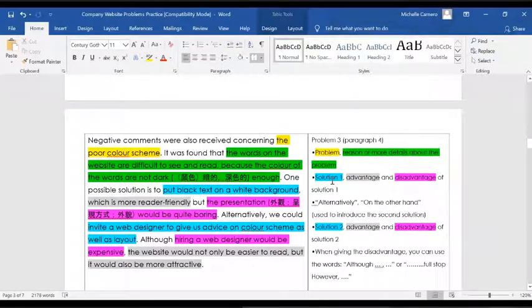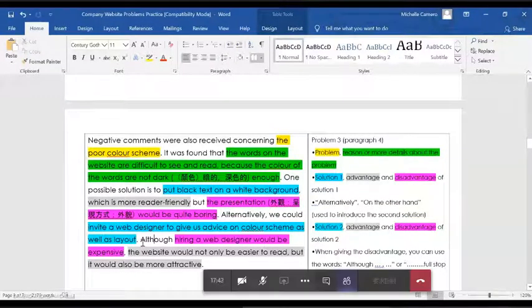Okay. Then we need to talk about the solution. So one possible solution is to put black text on a white background. Okay. Then you want to give the advantage of that, which is more reader friendly. But then you need to give the disadvantage. But the presentation would be quite boring. All right, then remember now we want to introduce solution 2. So you can say alternatively, we could invite a web designer to give us advice on color scheme as well as layout. And then you want to give the advantage and disadvantage.